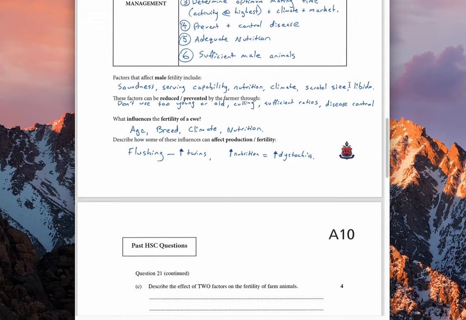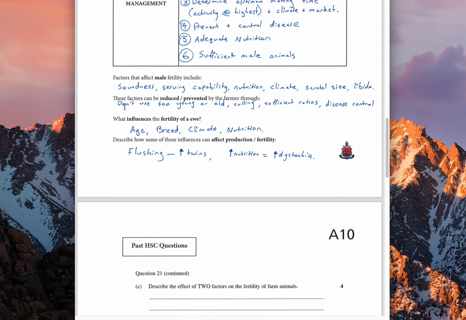The scrotal size, so the larger the scrotal size, the larger testes the male has, the more testosterone, the higher libido, the more sperm, etc., which means it has a higher serving capability, and obviously libido will affect the willingness of that male animal to mate, which will affect fertility. Secondly, how can we reduce these factors?